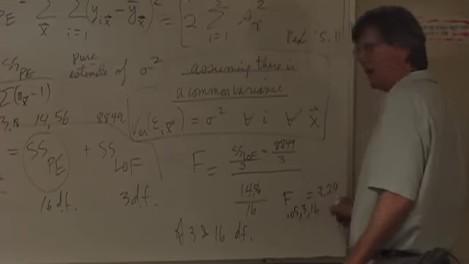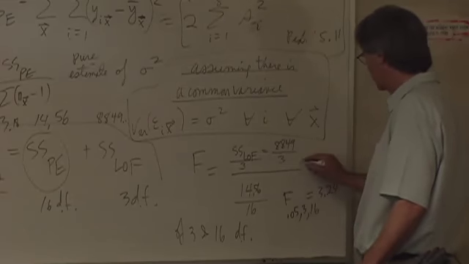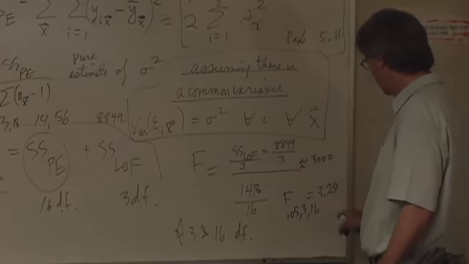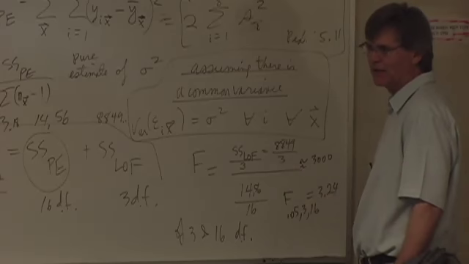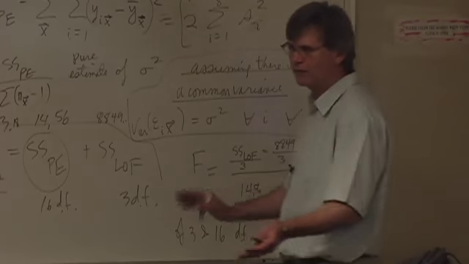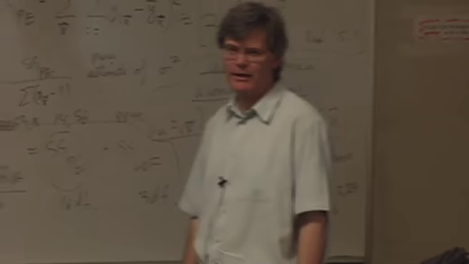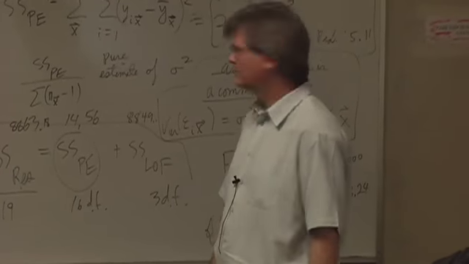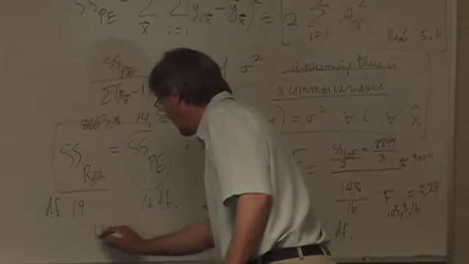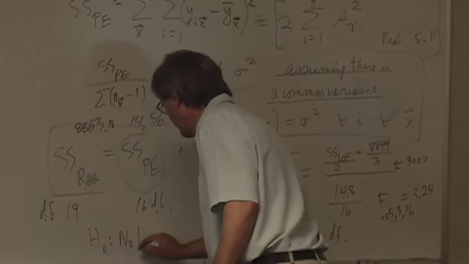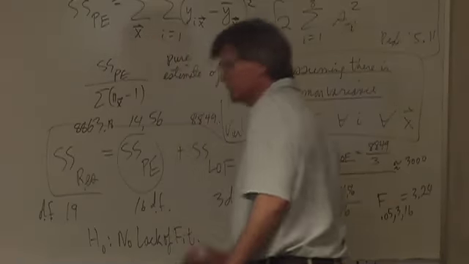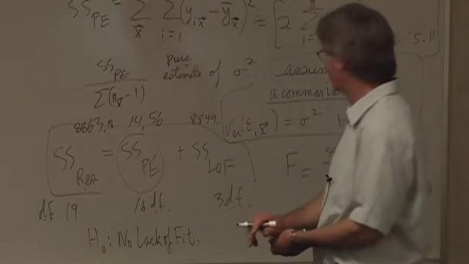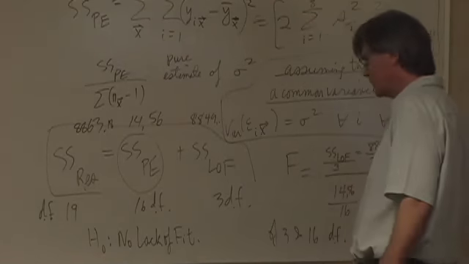If this F ratio, which is roughly 3,000, is bigger than that number, which it clearly is, then I reject the null hypothesis. So H naught is no lack of fit, and so we're going to reject H naught.